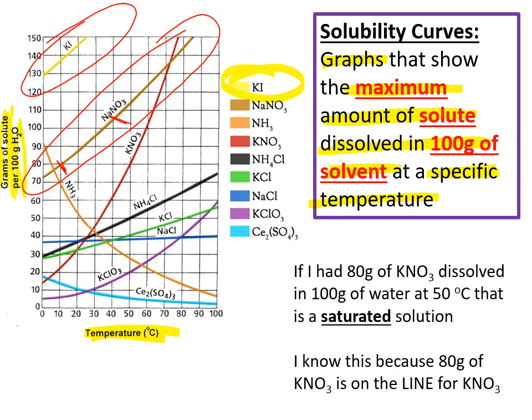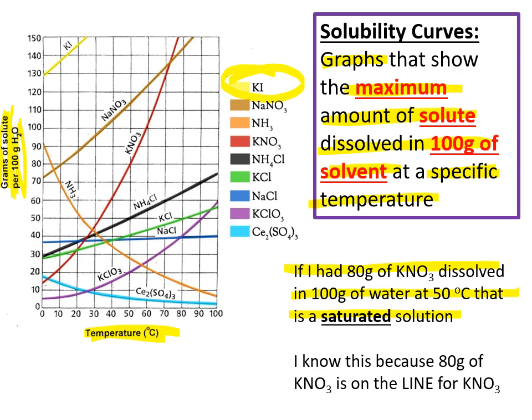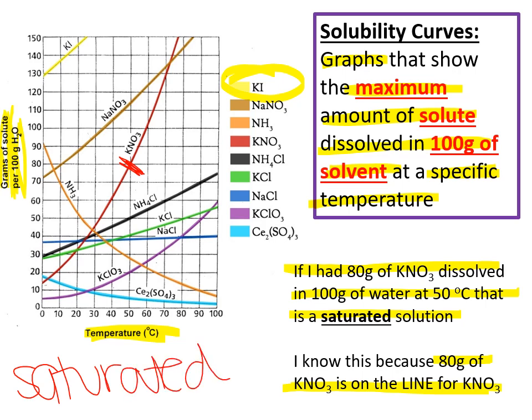This example is about the KNO3, so let me erase that. So if I had 80 grams of KNO3 dissolved in 100 grams of water at 50 degrees Celsius, that is a saturated solution. So let's look. KNO3 at 50 degrees is right at 80. And so that is a saturated solution because it's on the line. So this graph tells me how much can dissolve when the solution will become saturated.